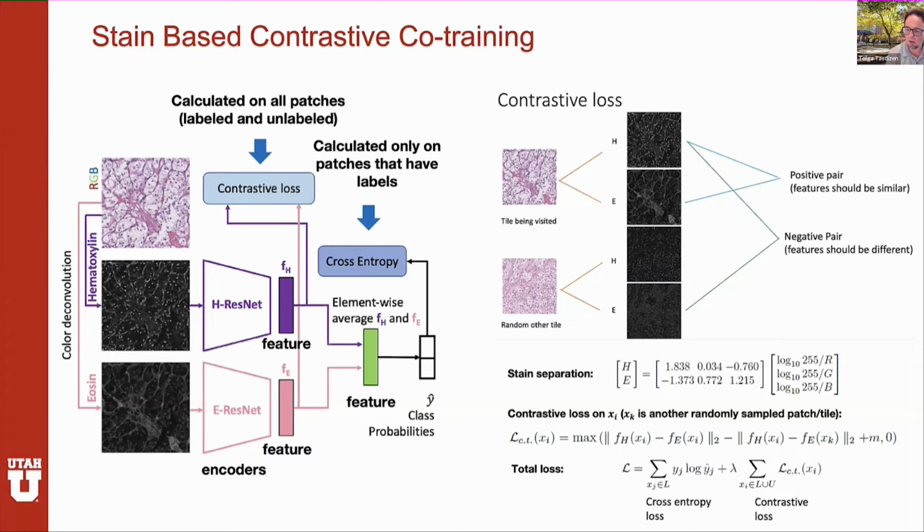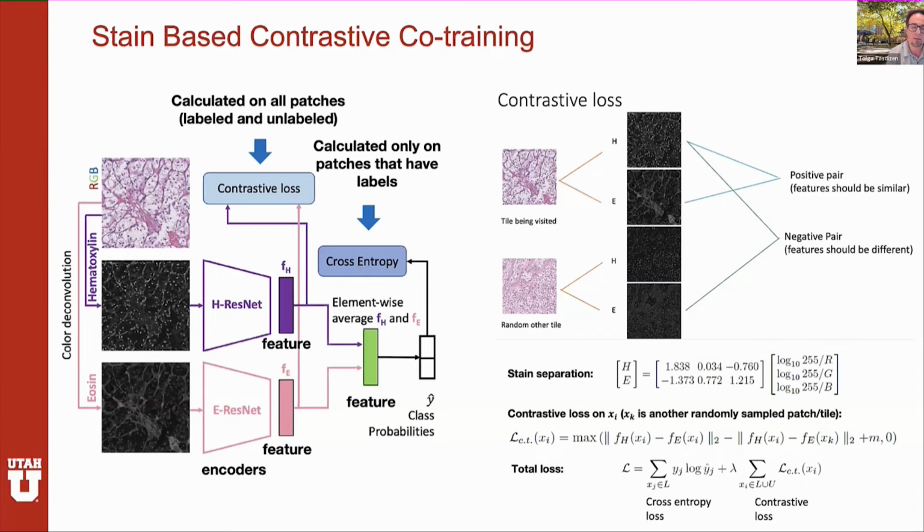So the particular loss we used was a triplet loss. So we have positive pairs and negative pairs. The positive pairs we draw from the H and E channel features of the same tile, same patch. And we can get negative pairs from H and E channel features of non-matching tiles, so different tiles, right? And the idea, without going into too much detail, is to pull together the features of the positive pairs in the embedding space and push away the features of the negative pairs.